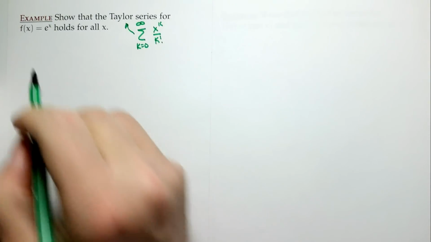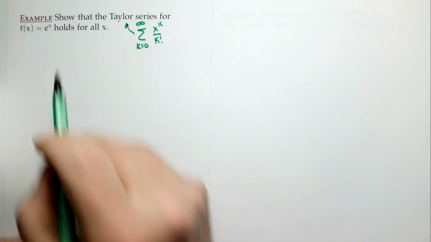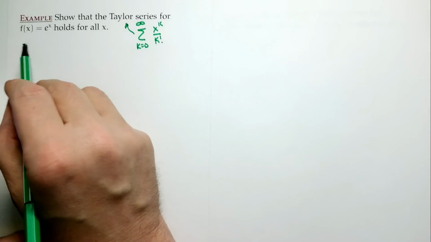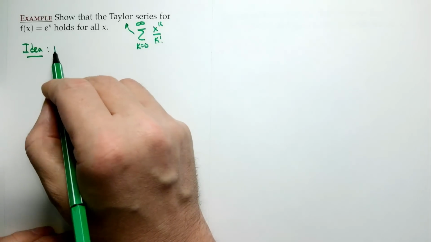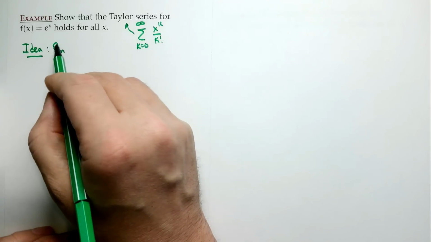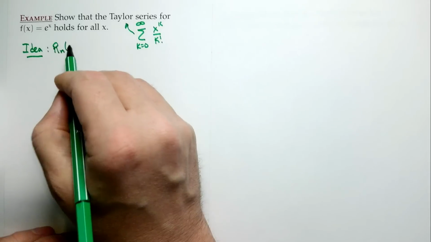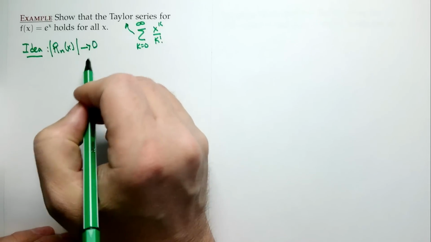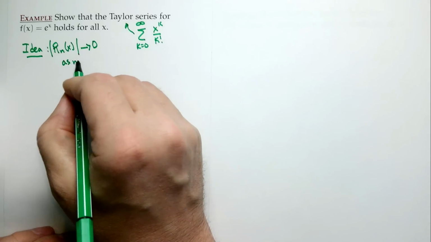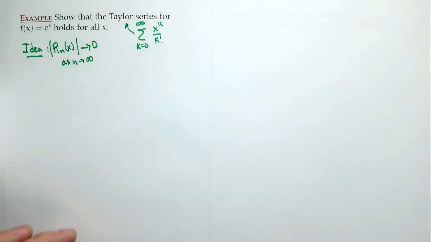Now, what we can do is use the idea of what we just talked about. Our idea is to look at our error, and what we want to show is that Rn of x is going to go to very small as n goes to infinity. Why does that help us?